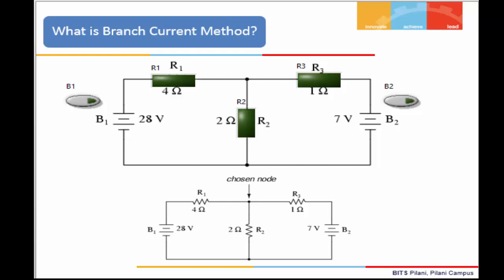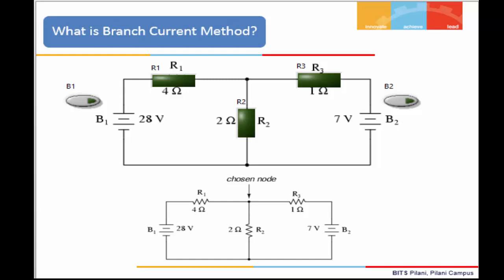What is the branch current method? The first and most straightforward network analysis technique is the branch current method. In this method, we assume the direction of currents in the network, then we write the equations describing their relationship to each other through Kirchhoff's current law or voltage law and Ohm's law.